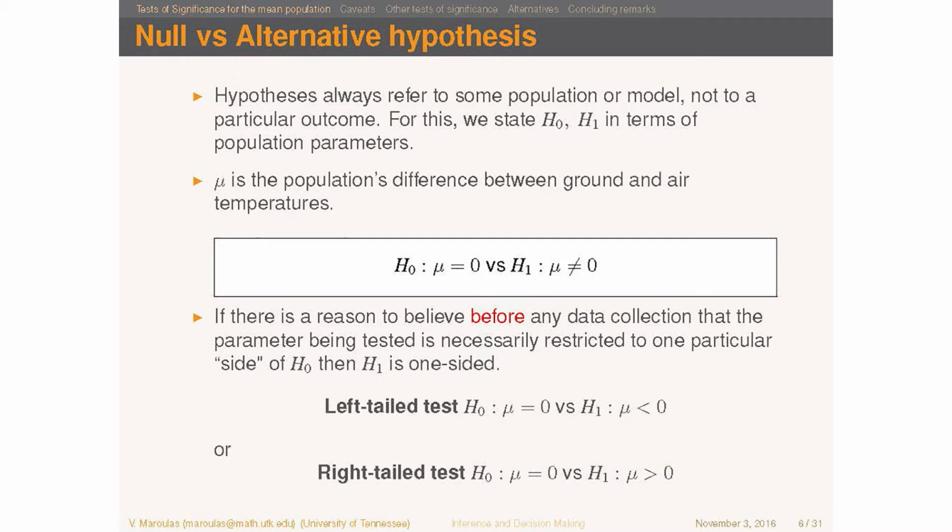So now, if there is a reason to believe before any data collection that the parameter being tested is necessarily restricted to one particular side of the null hypothesis, then the alternative hypothesis, H1, should be one-sided. What I mean by this is you may have a left-tail test where the alternative hypothesis is mu less than zero, or a right-tail test where the alternative is mu greater than zero. But again, this should be pre-factum, not post-factum, not after you collect the data.